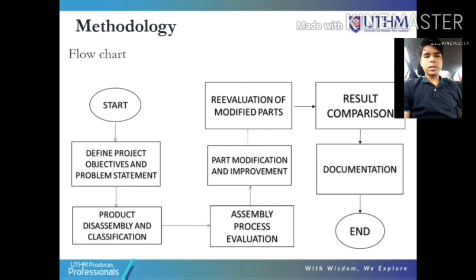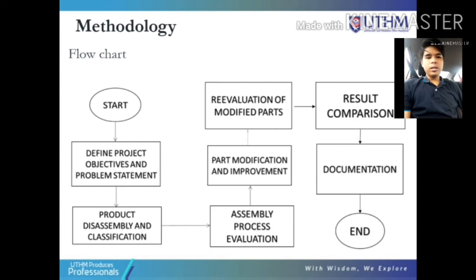We can also define the scope for the project and the significance of the study. Then we disassemble every part and component of the product and do a classification for each part and component. We disassemble the product one by one, and from there we take the dimensions, which include the length, the width, the height and the thickness for every part and component.